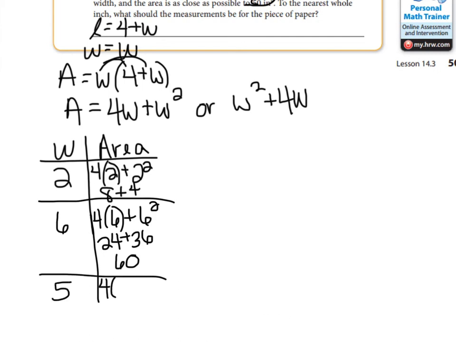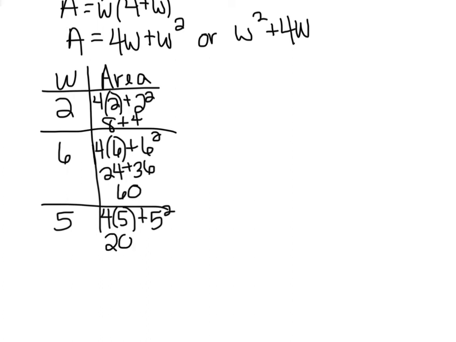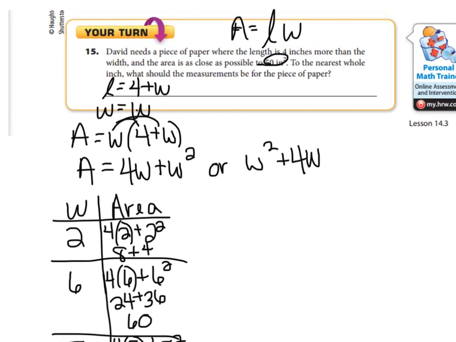So 4 times 5 plus 5 squared. And yes, we're just really doing guess and check here. So I have 20 plus 25, which is 45. Well, that's closer to 50 than 60 is, so I know the width is 5. So if the width is 5, and the length is 4 more than the width, so that would be 4 plus 5, so my length is 9. So these would be the measurements for the piece of paper. So really it's writing the expression and then doing some guessing and checking to figure out the measurements.